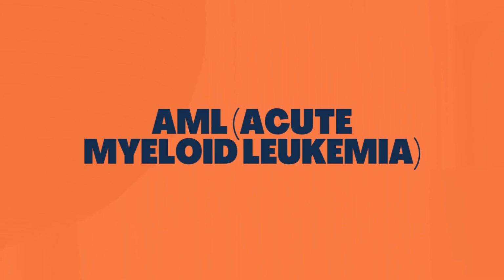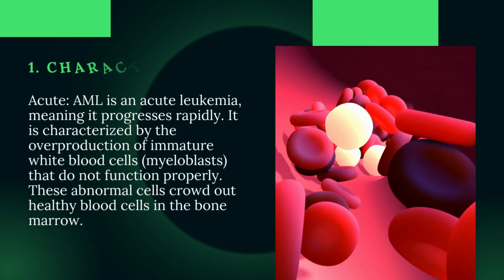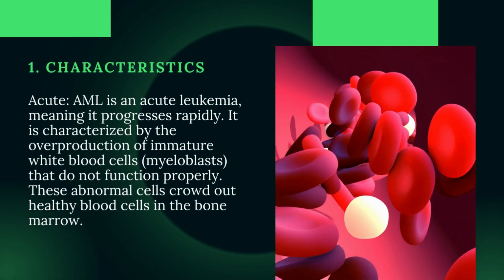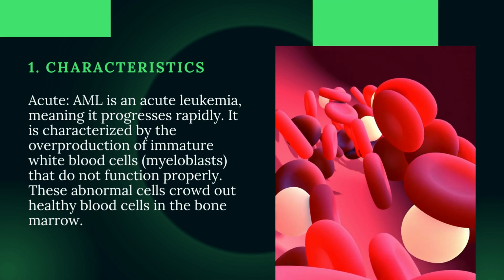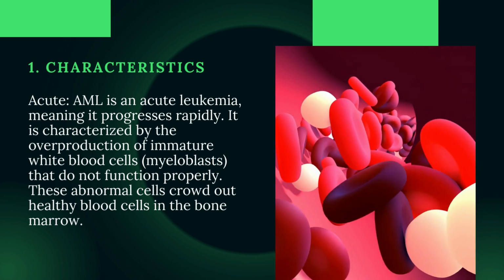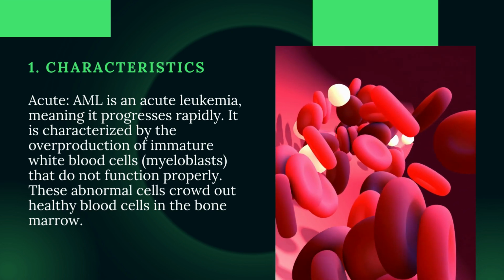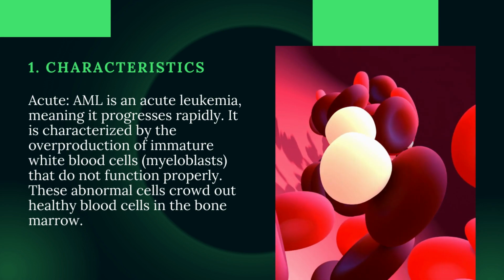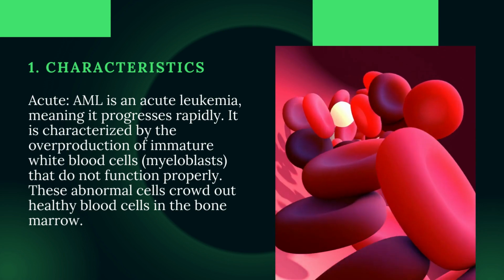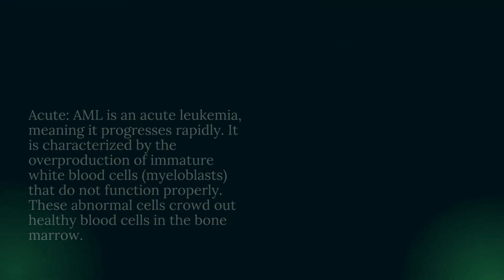AML, Acute Myeloid Leukemia. 1. Characteristics. Acute. AML is an acute leukemia, meaning it progresses rapidly. It is characterized by the overproduction of immature white blood cells, myeloblasts, that do not function properly. These abnormal cells crowd out healthy blood cells in the bone marrow.